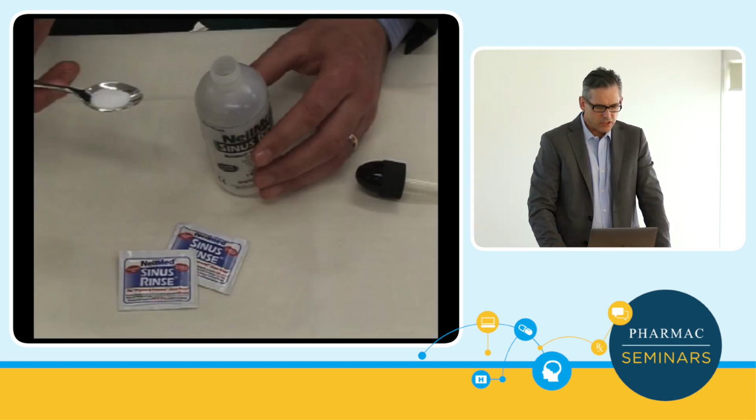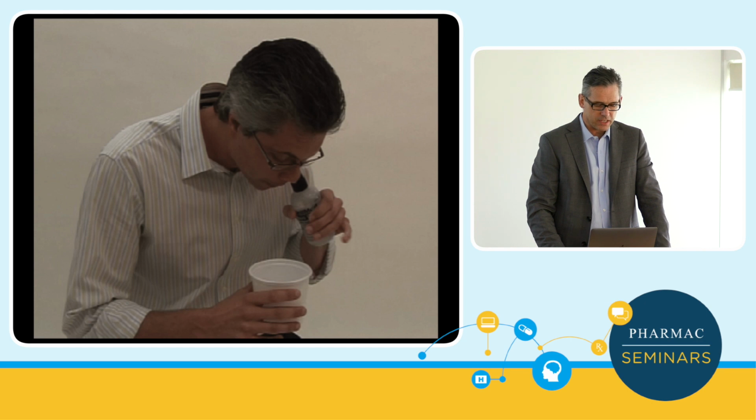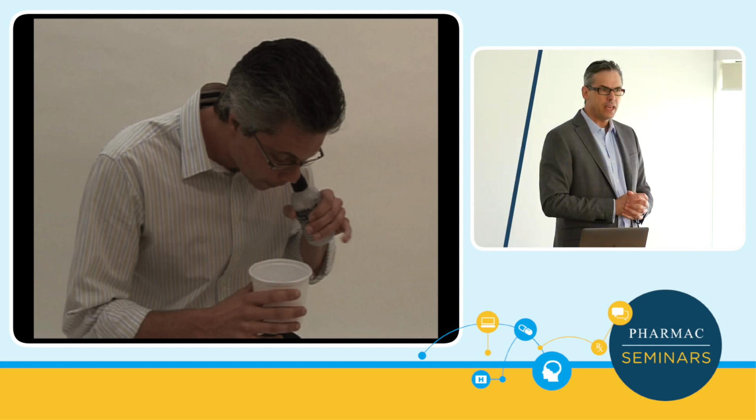Sinus rinse, dead easy. You can mix it up with those extraordinarily expensive sachets, or you can do a half and half mix of salt and baking soda for nothing. And I have a lot of my patients on xylitol, which is a 5-carbon sugar. You can't absorb it. Bugs don't like it very much. And you just need a solute. That's all it is. It's a solute. And it's $30 a kilo. That was our first rhinology fellow.